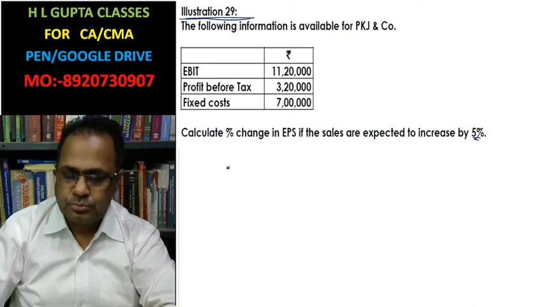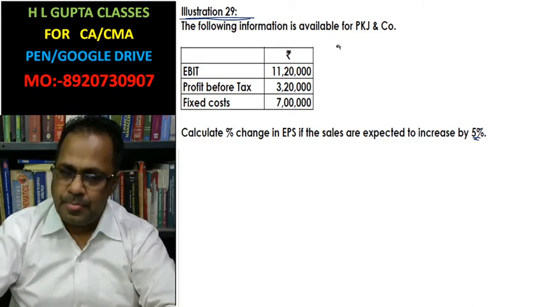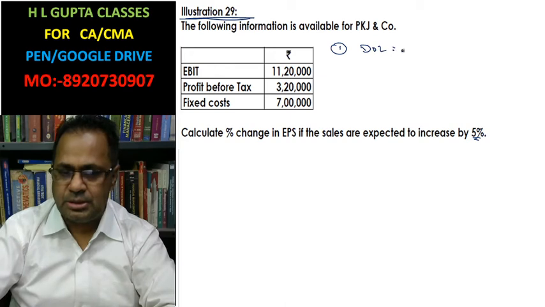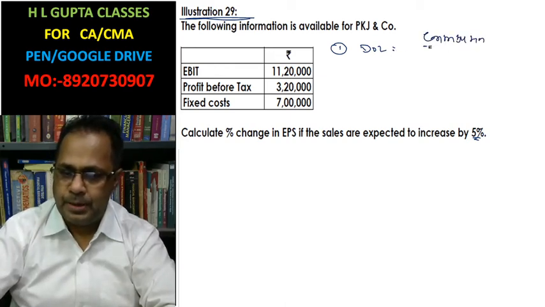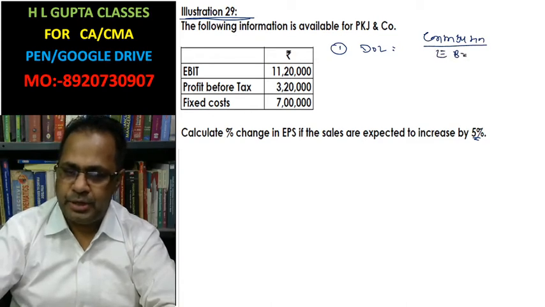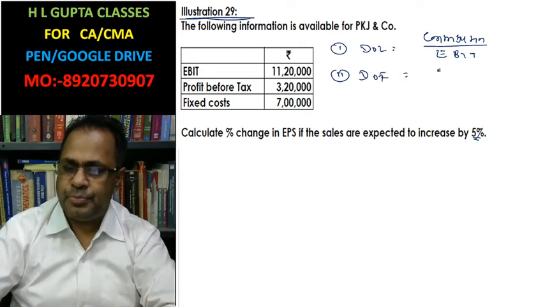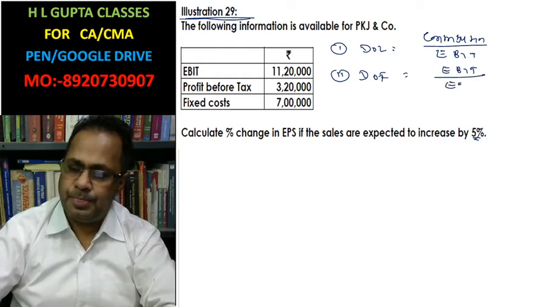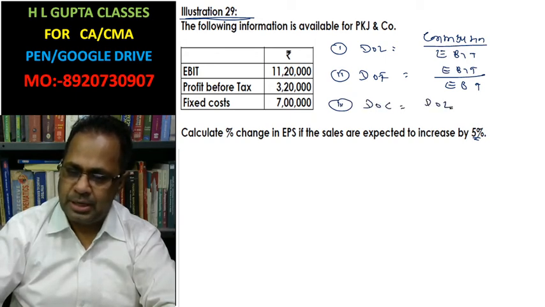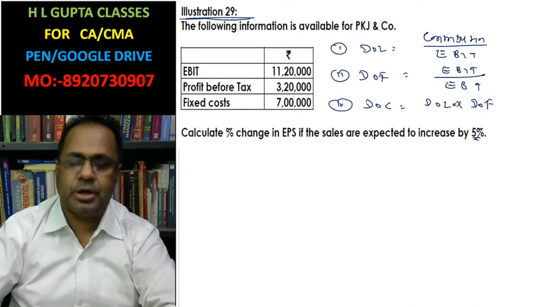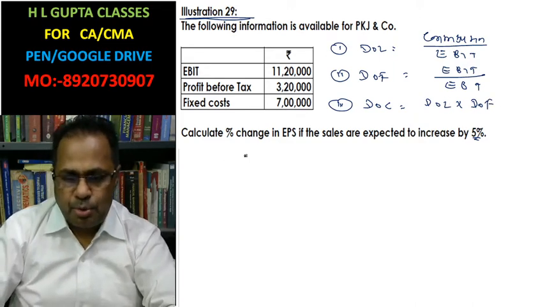Look at it. There are three types of leverages. The degree of operating leverage is contribution upon EBIT. The degree of financial leverage is EBIT divided by EBT. The degree of combined leverage is degree of operating leverage into degree of financial leverage.